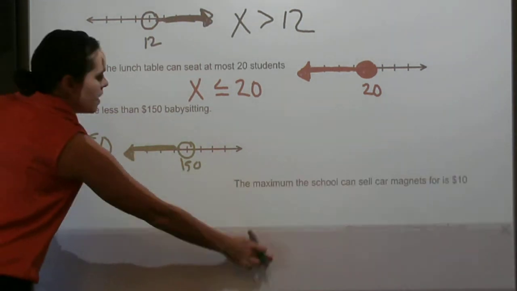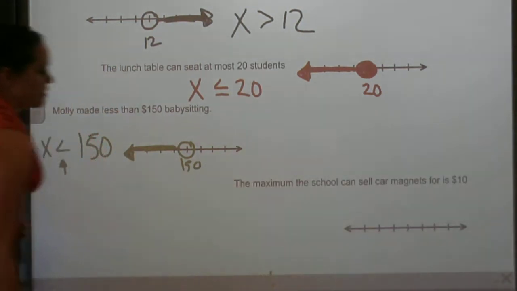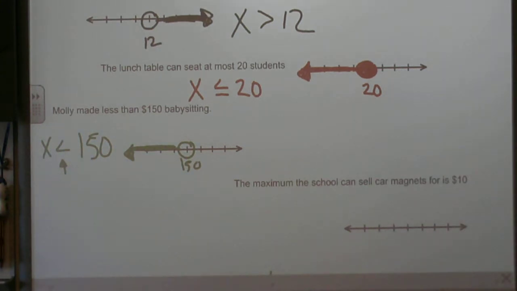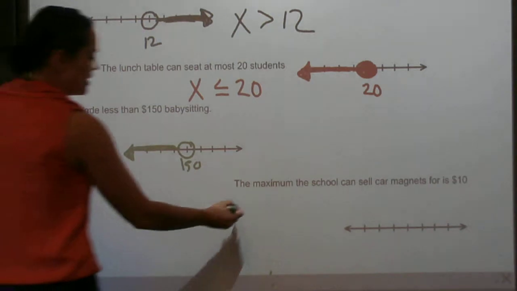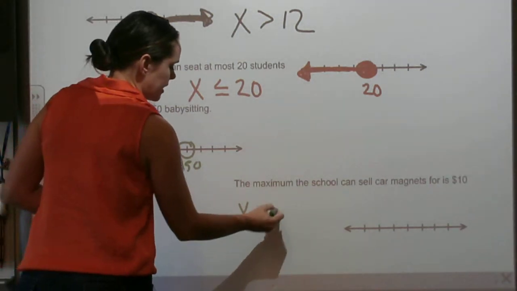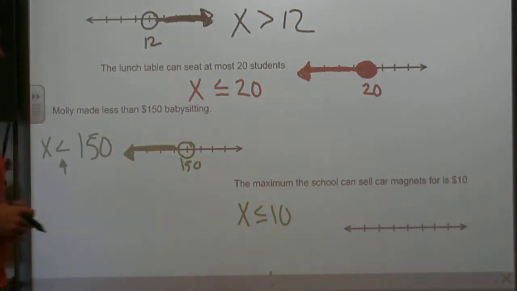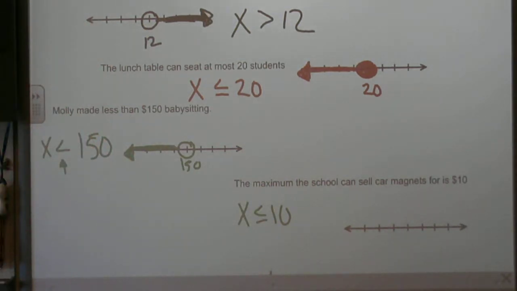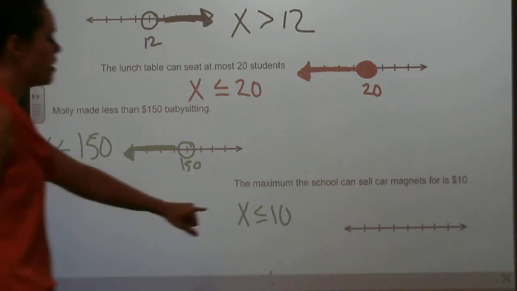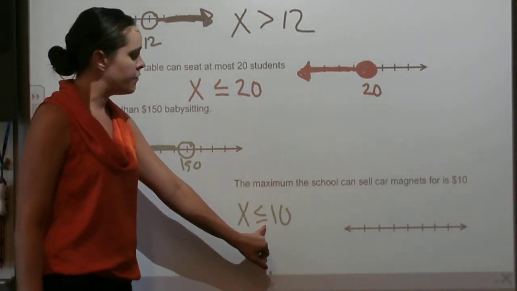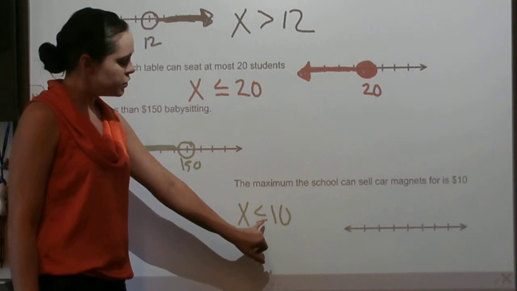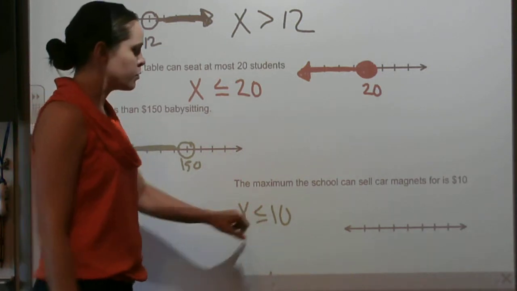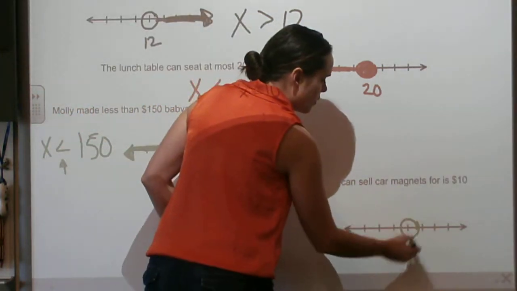So it's an open circle because it doesn't include the value of 150, but it is all values less than 150. The last example from the previous examples was the maximum the school can sell car magnets for is $10. And we said that inequality looked like this because the maximum here was the key word. We looked on our chart and maximum fell under the grid for less than or equal to.